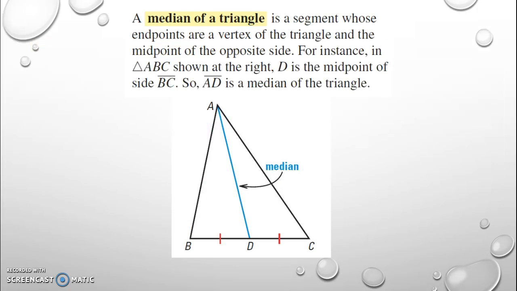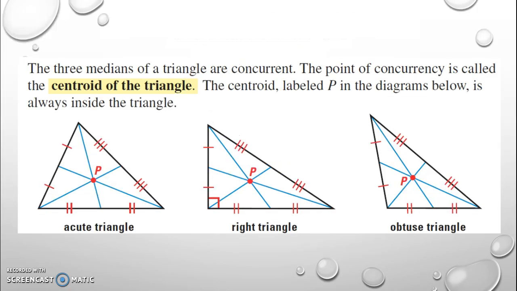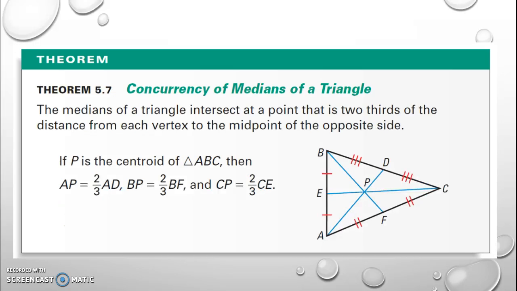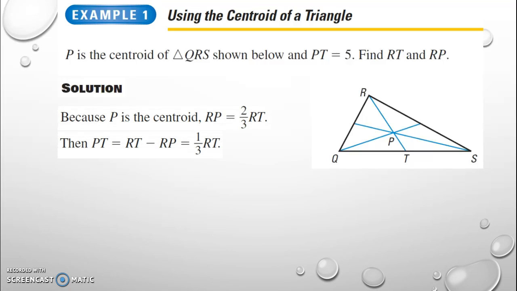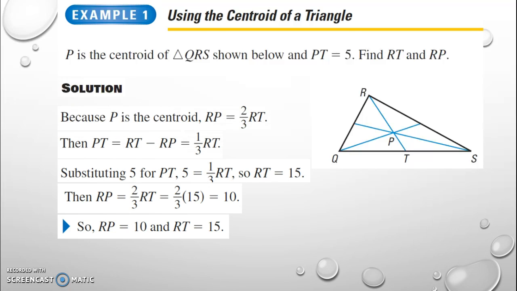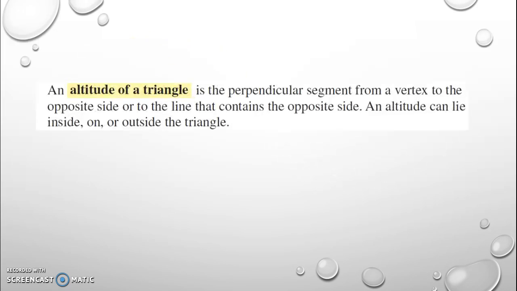A median goes from the vertex of the triangle and bisects the opposite side. The point of concurrency for this is called a centroid. And as you can see, these are just three different examples. We're not going to get too much into any of this, so don't worry too much about that. We're not really going to do any math on this. We're just going to go with definitions for this chapter. Let's skip right through that.